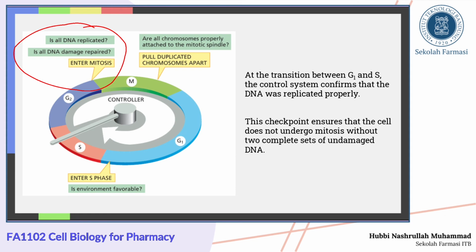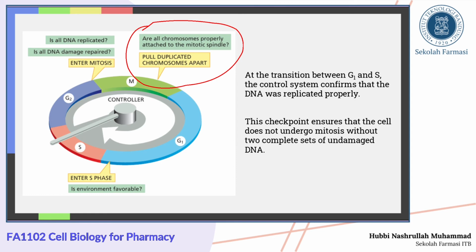The second checkpoint is at the transition between the G2 and M phases. At this checkpoint, the cell decides whether to start preparing for mitosis or whether to prolong the G2 phase. The control system checks whether all of the DNA has been replicated properly, and if there was any damage to the DNA, the control checks whether those damages have been repaired. If all is well, and the cell has 2 sets of complete, undamaged DNA, it will prepare to begin mitosis. However, if there were any delays in DNA replication, or the DNA has somehow been damaged and is yet to be repaired, the cell will prolong G2 to provide time for the DNA to be repaired.